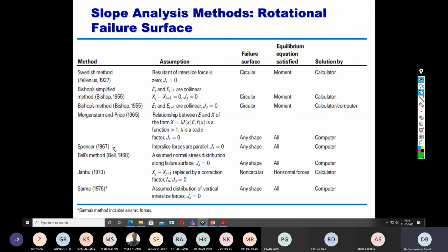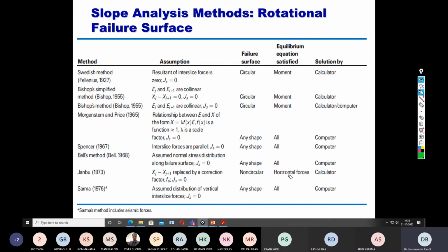So then the Spencer method is very similar to the Morgenstern and Price method. It also considers any shape of the failure plane, and it also considers all forms of the equilibrium equations. We need a computer. Then Bell's method, then the Janbu method. Okay, here the Sharma method also includes some seismic forces. So this is additional, and the Janbu method is only for non-circular, and it only considers the horizontal force.